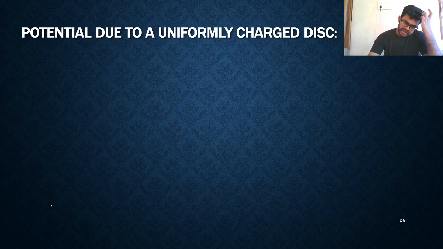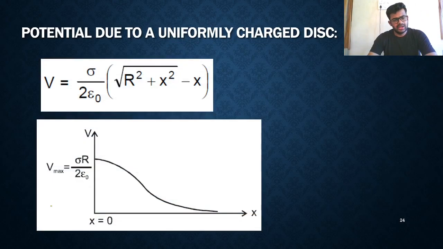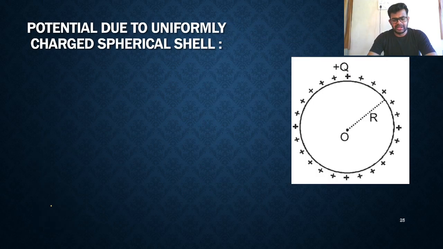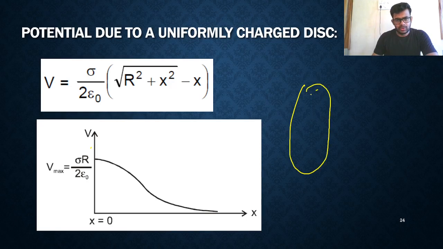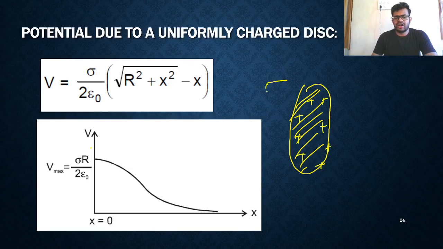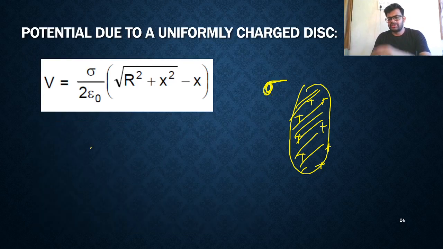Potential due to a uniformly charged disk. Now I'll talk about a uniformly charged disk so that you just remember a formula, nothing else. So let's say you have a disk, and the disk will have the charge distribution throughout its area like this. Let's say the charge density is sigma. I have written charge density as sigma, and this is its center.